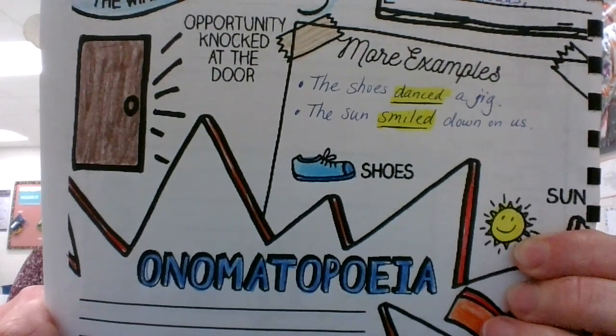Okay, did you get those copied down? The sun doesn't really smile down on us. So that's giving a human quality to a non-human thing. We are going to use that knowledge and the knowledge of all of the other figurative language words we've used so far: similes, metaphors, idioms, and now personification.